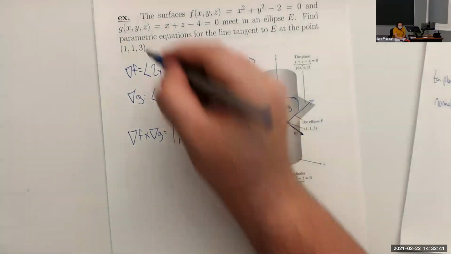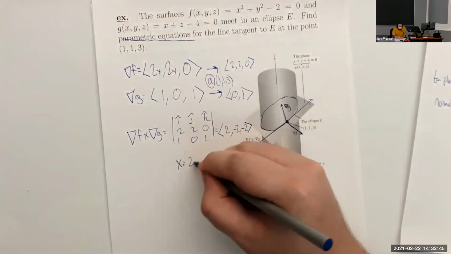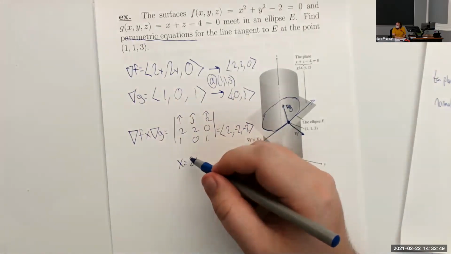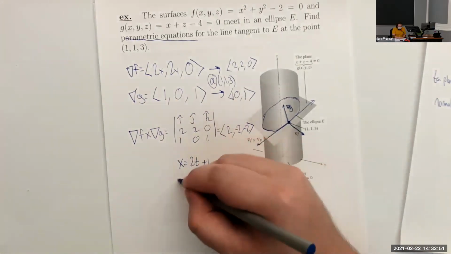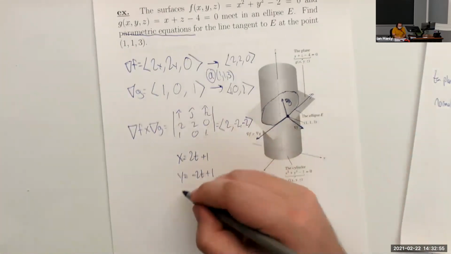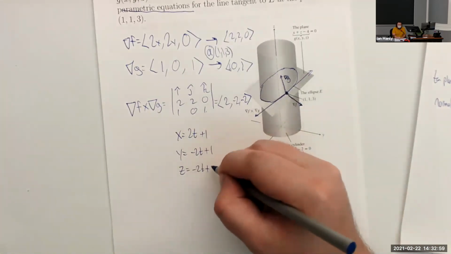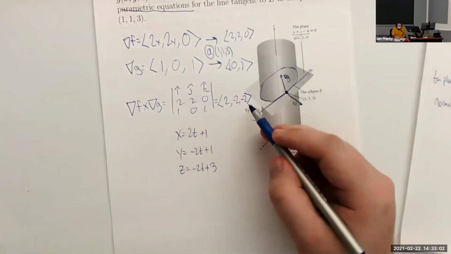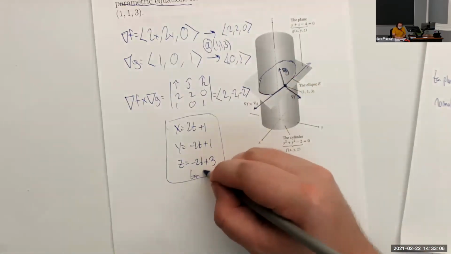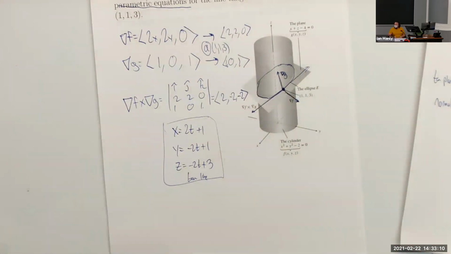Let's write down the parametric equations that they wanted. So we're going to have x is going to be 2t, and then the specific value we're at is 1. And then we have y is going to be negative 2t plus 1. And then finally, z will be negative 2t plus 3 right here. So there we go. So this is going to be our tangent line at the intersection of these right here.